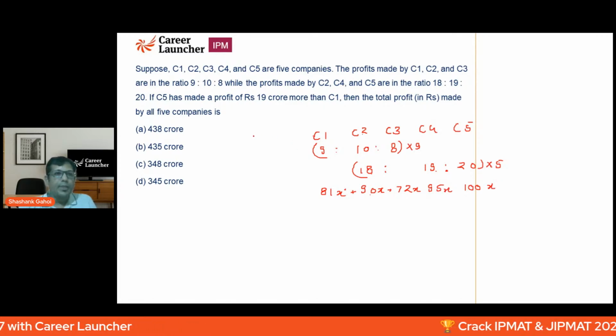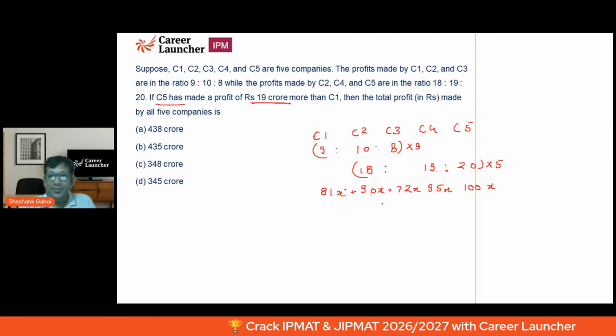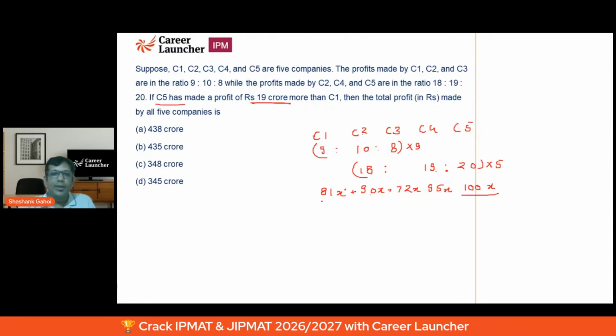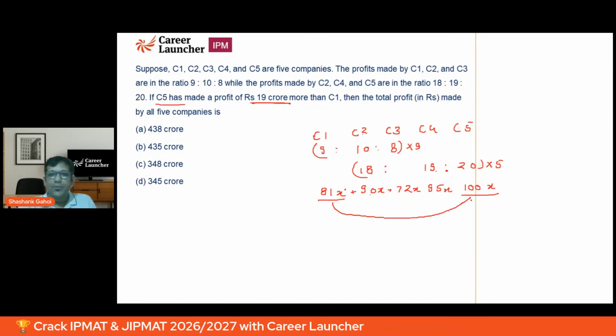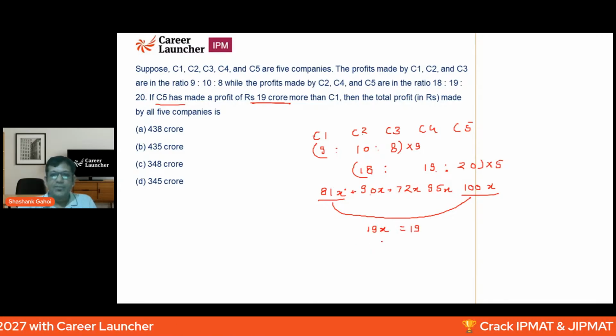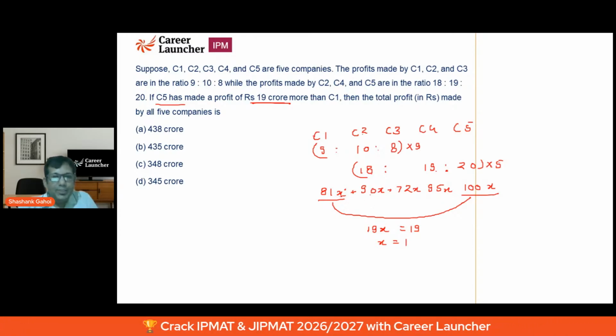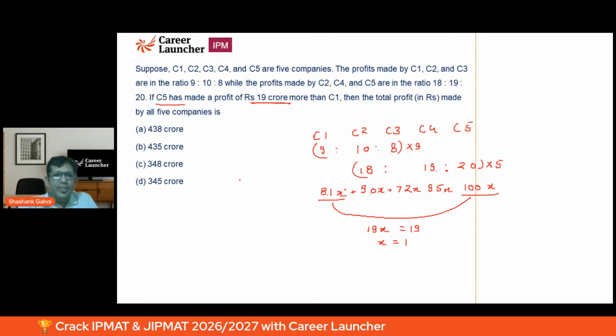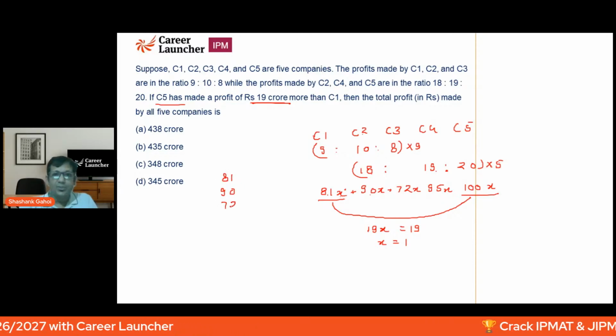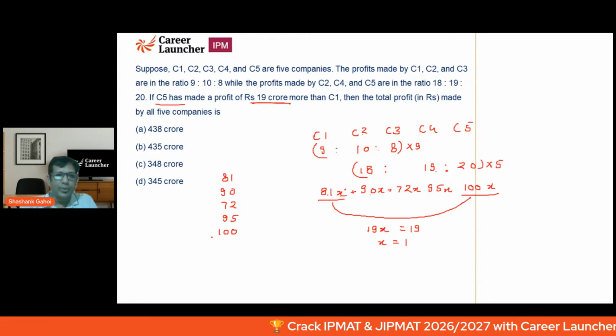Okay. Now it says that C5 made 19 crore profit more than C1. So C5 is making 100x, C1 is making 81x. What is the difference? 19x, and that is equal to 19. So what is the value of x? x comes out to be 1. Okay. Now the question asks what is the total profit made by the companies? Since x is 1, 81x is going to be 81, 90x is 90, 72x is 72, 95x is 95, 100x is 100.